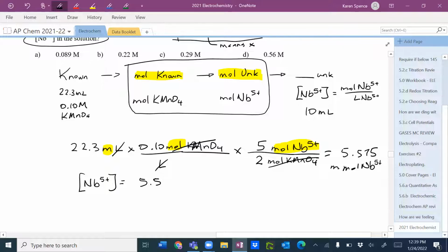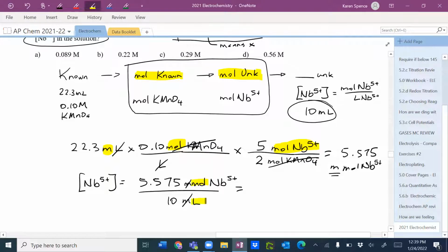That's the only thing I don't like about the whole millimoles is I usually forget to write the milli, and then it's like, oh, well, what was the point of that? So I got 5.575 millimoles of Nb5+ over, and my volume of the Nb5+ is 10 milliliters. My millis cancel out, and all I'm left with is moles per liter. So divide by 10 is just 0.5575 moles per liter, which is the same as molar.